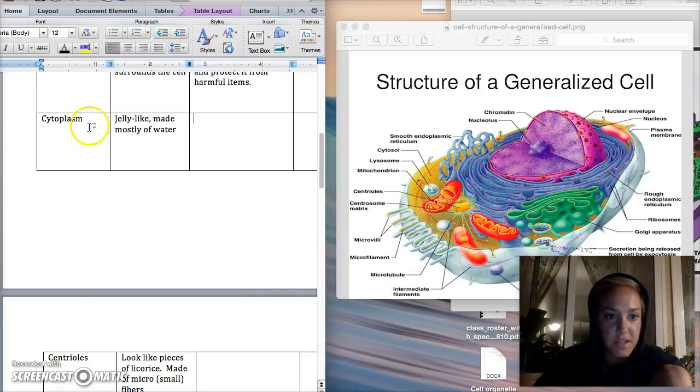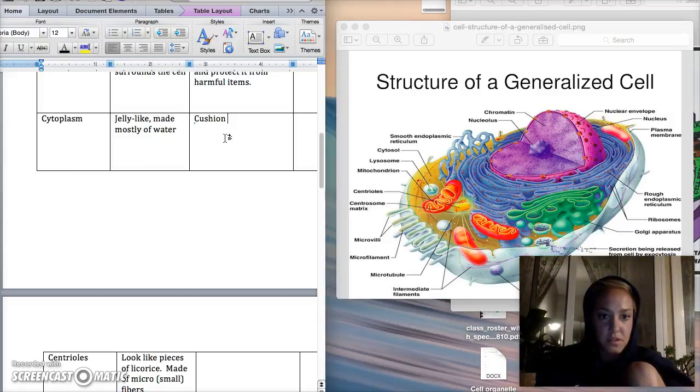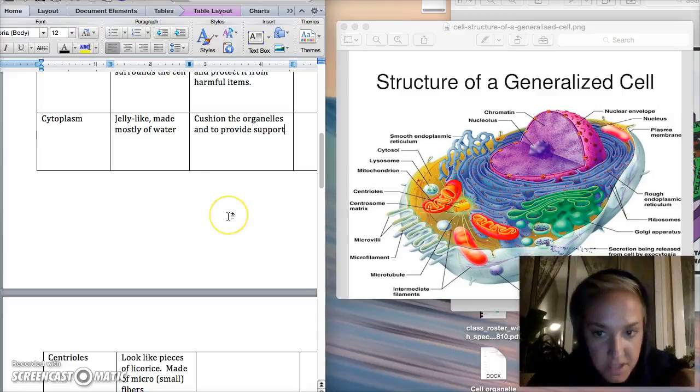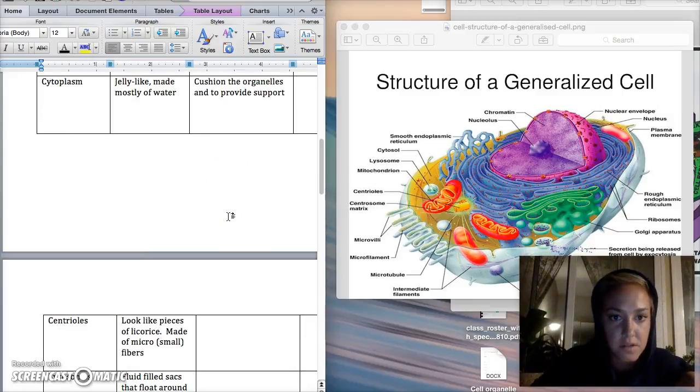Okay, great. Cytoplasm. Cytoplasm is all this jelly stuff in the middle of the cell that aren't the organelles. So it's all this yellow stuff here. The structure is that it's kind of like jelly. It's made mostly of water. And the function of the cytoplasm is just to cushion the organelles and to provide support. It's like a nice swimming pool for the organelles to live in. Okay, cool.